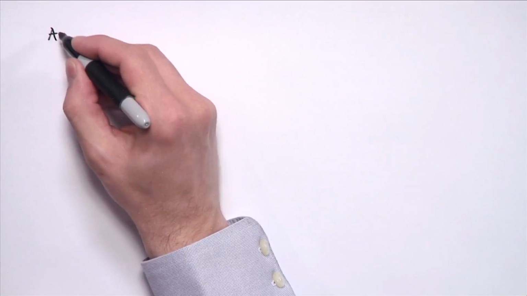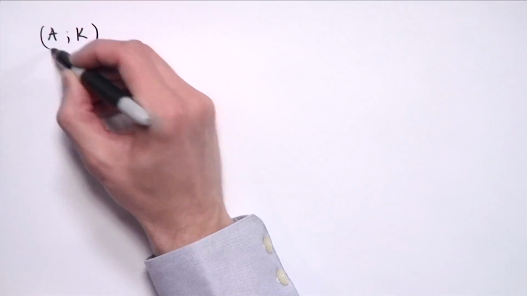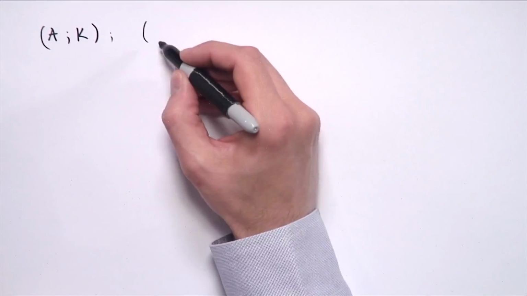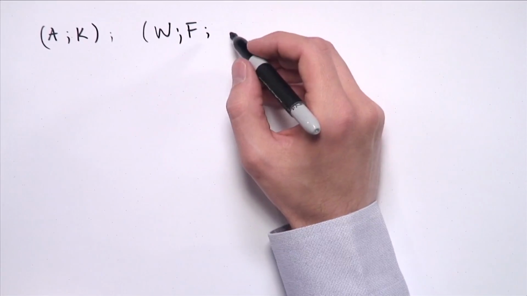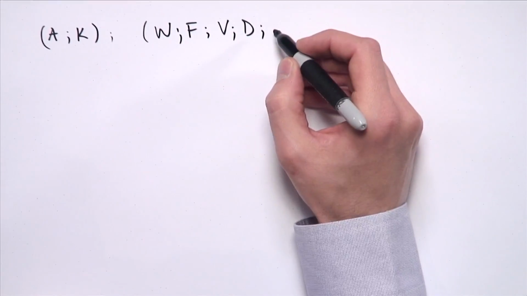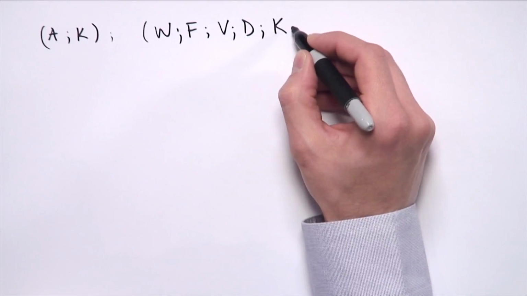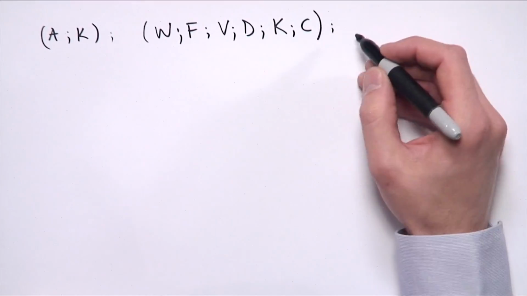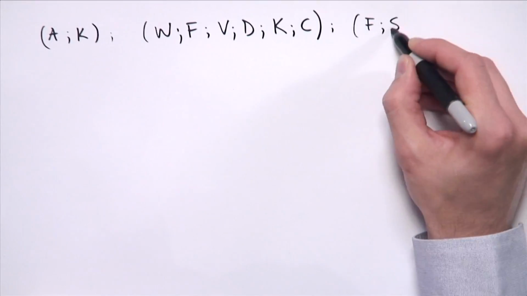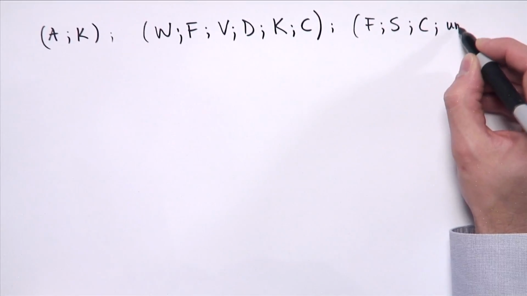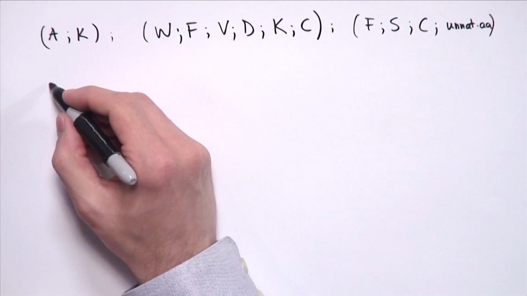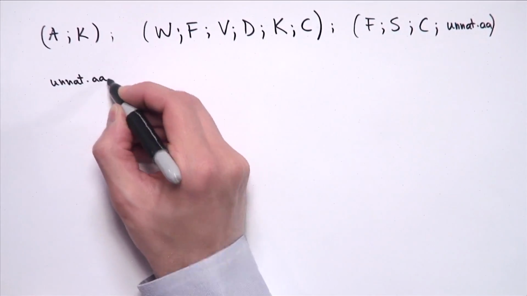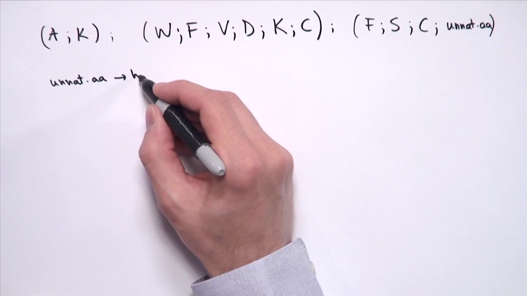So, we're told we're getting the following peptides: AK, then W, F, V, D, K, C, and F, S, C, and an unnatural amino acid. As I just explained to you, the unnatural amino acid probably is this homoserine lactone.